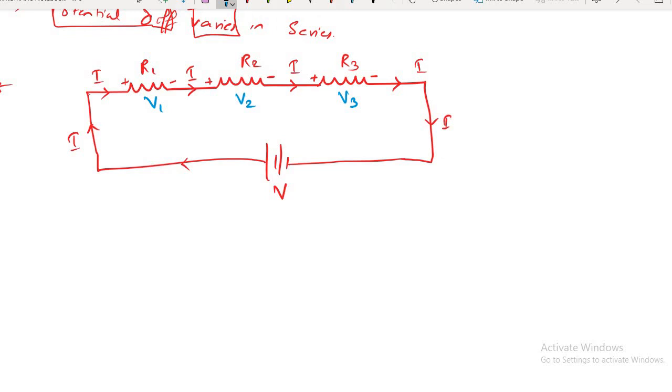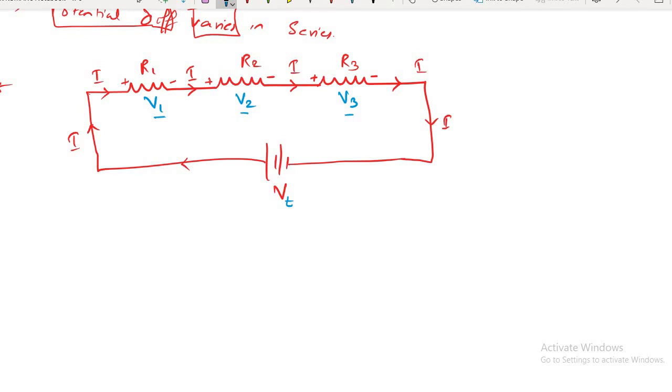So can you see here that the battery is providing, suppose, VT. VT means V total. This is the total potential provided by the battery. Yes or no? VT is the voltage provided by the battery. And this VT is what? This VT is dividing into V1, V2, V3. Tell me yes or no.